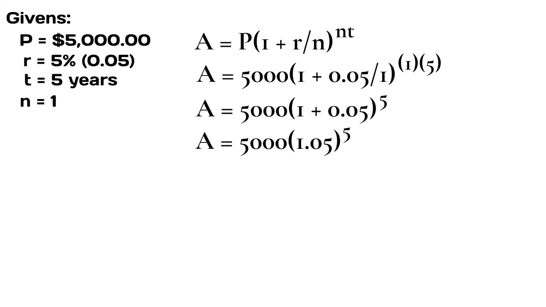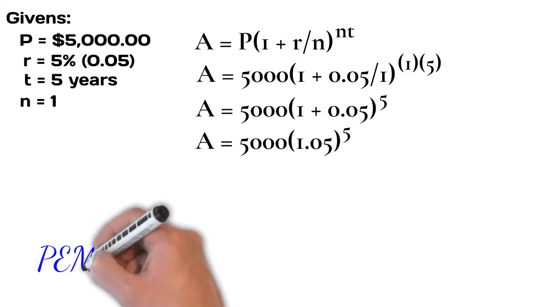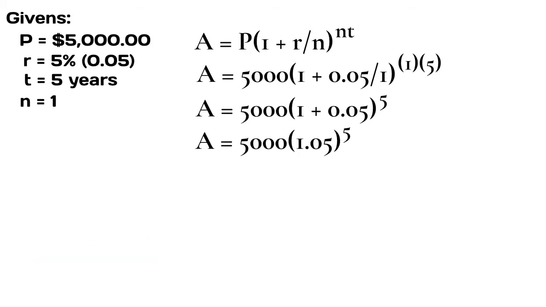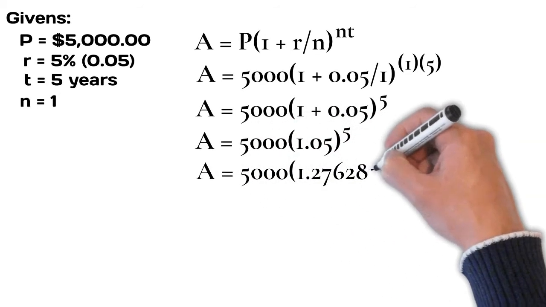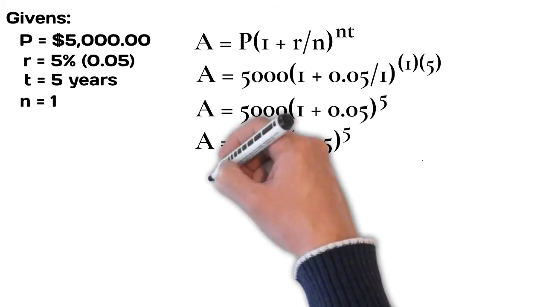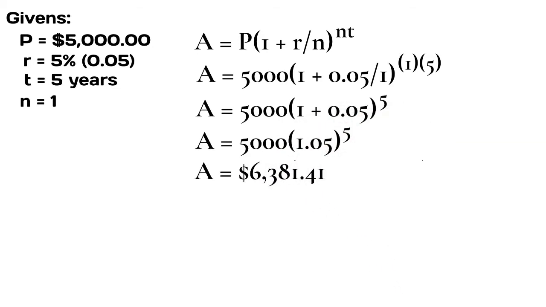Now at this point, we must recall our rules, which dictate to us that we should perform the exponents part of our problem before the multiplication. It is important to note here that this can all be done in one step in your calculator. But if you do the exponent first, do not round off your answer. Use the entire result and then multiply by the principal. Round off in the end only. And we find then that A is $6,381.41.